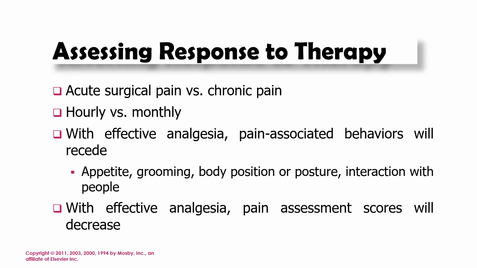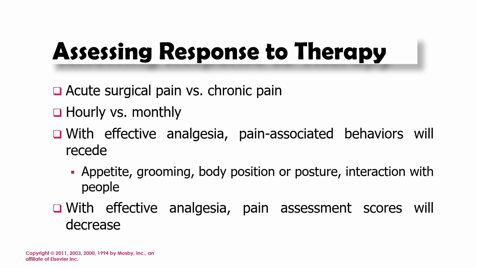And for assessing the response of the animal to the therapy, we can do that by comparing, for example, the acute surgical pain versus the chronic pain. And we can do the assessment hourly or monthly, depending on, of course, the condition. So, of course, when it is acute pain, surgical pain, the assessment should be done hourly versus the chronic pain, it can be done monthly.